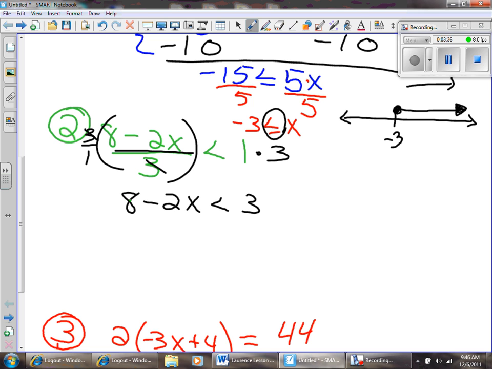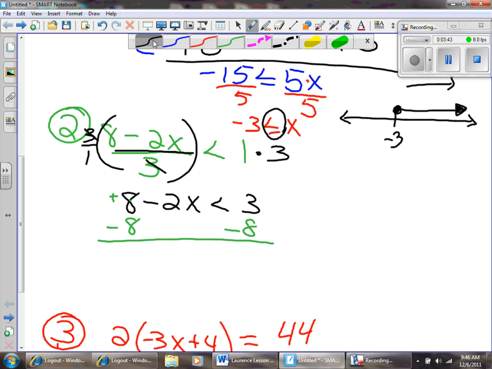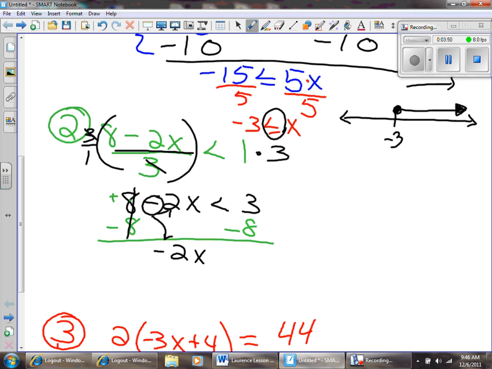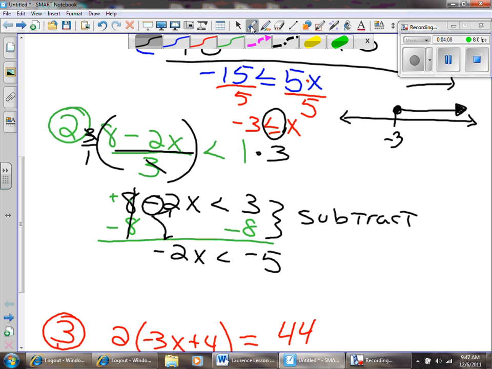This 8 needs to go away. It's attached by addition, so therefore I will subtract 8, leaving me with negative 2x. Those guys canceled. The negative is attached to the 2, so he comes down. Less than 3 minus 8. When the signs are different, I subtract and keep the sign of the larger. Well, 8 minus 3 is 5. The 8 is bigger than 3, so it's negative 5. All right, now I will divide each side by negative 2.